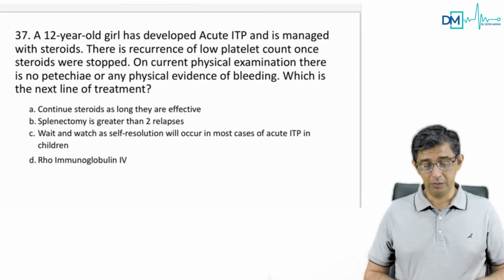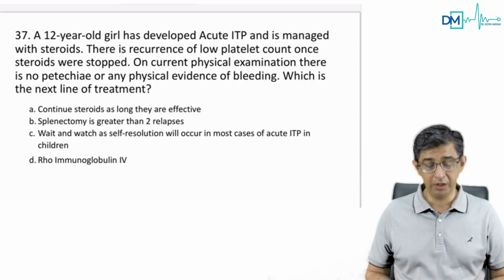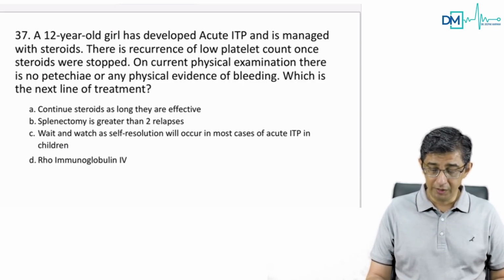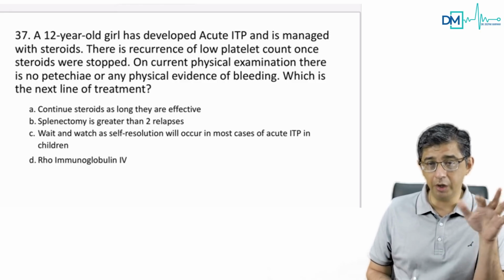The next question talks about a girl who has developed acute ITP and is managed with steroids. You very well know that in acute ITP we have to give steroids. There is a recurrence of low platelet count once the steroids were stopped, and that's a very common finding because this is an autoimmune disorder.